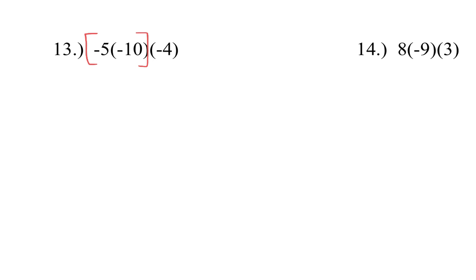And if I'm doing -5 times -10, those are the same signs, so we get positive 50. But now we're doing positive 50 times -4. Those have different signs, and so my final answer actually comes out to be negative. So when we talk about same signs and different signs, we're only looking at pairs of numbers, and when we have more than 2 numbers, we have to look at them in pairs of 2 numbers at a time.